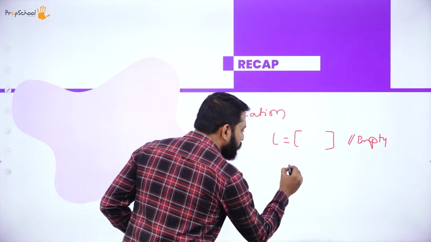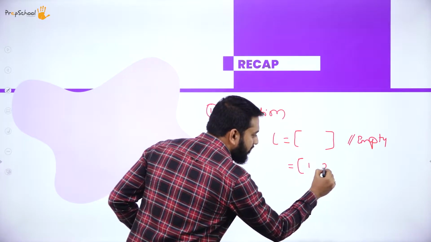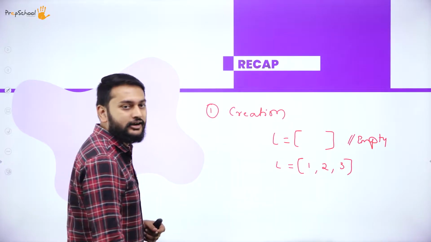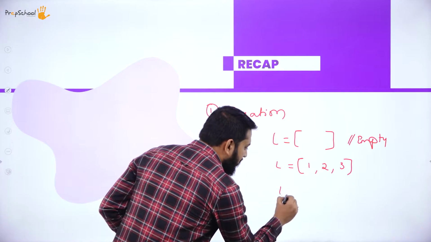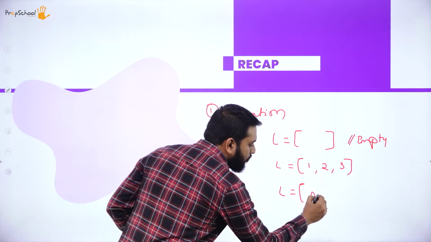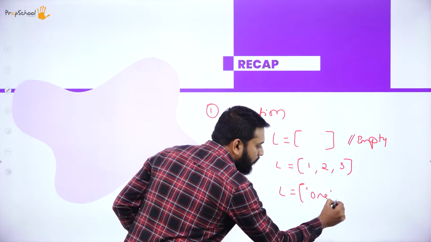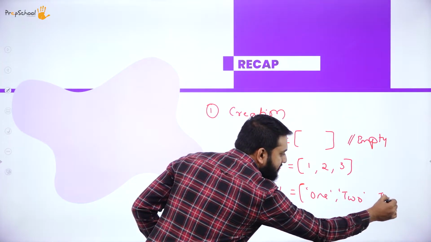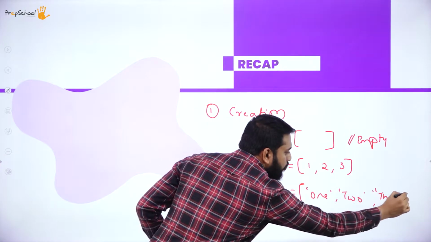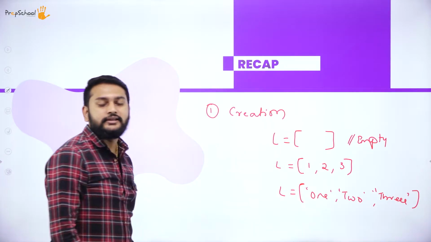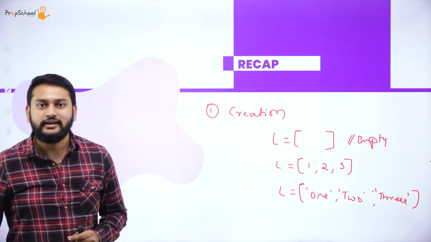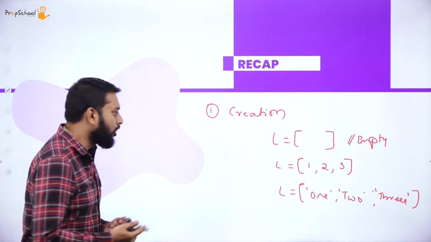If I want to store integers, how do I store 1, 2, 3? This is how I will be storing the integers. Then if I want to store a string, how do I store it? I will enclose it with quotes, which is what you need to remember. This is how I will be storing strings inside the list, and it also supports storing multiple data types inside the list. So how do I store that?